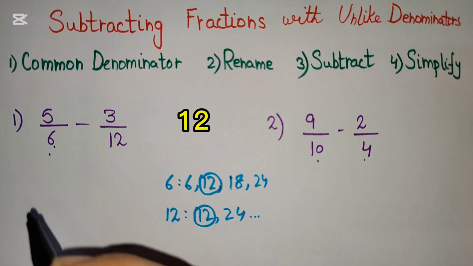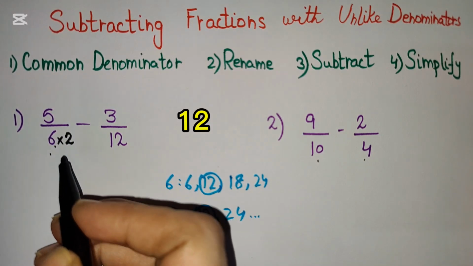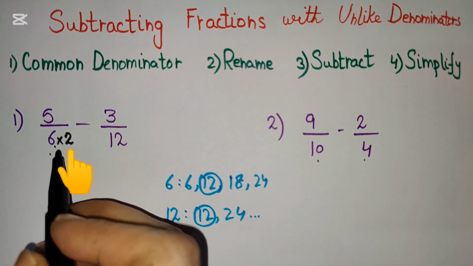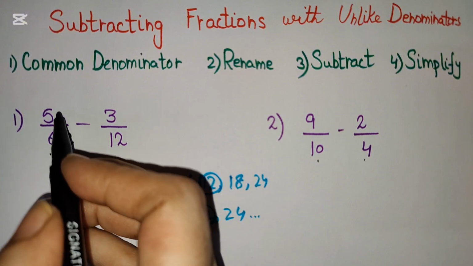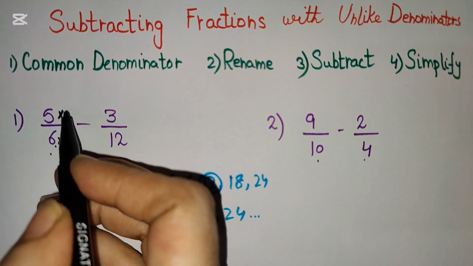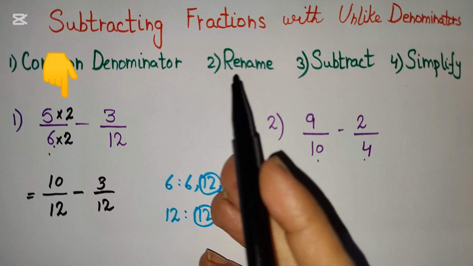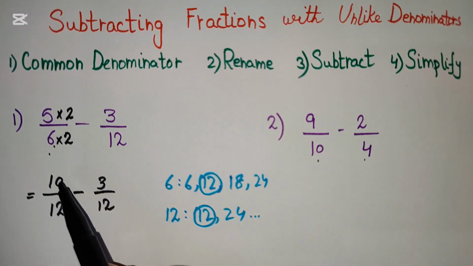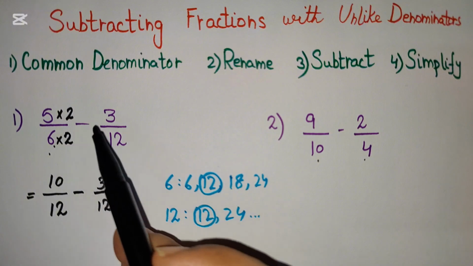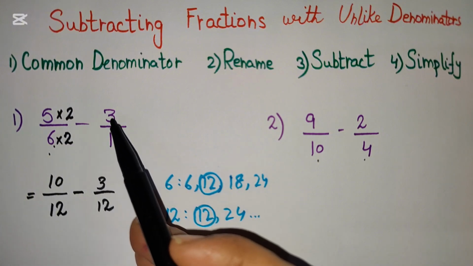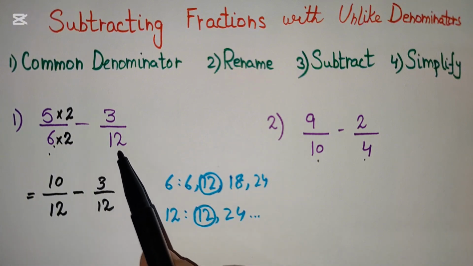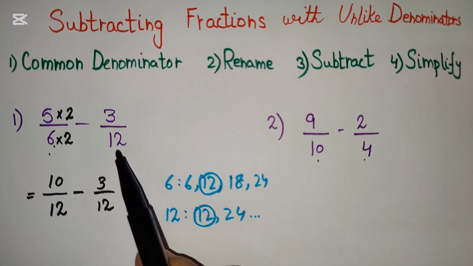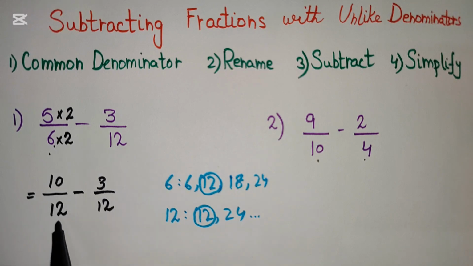For this we will multiply by 2. The number which is multiplied by the denominator is always multiplied by the numerator as well. Second step is rename. So 5 over 6 is renamed as 10 over 12. Minus 3 over 12 will be the same because there is already 12, so no need to multiply by any number.